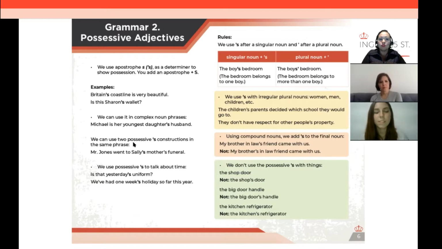We can use two possessive constructions in the same phrase. Mr. Jones went to Sally's mother's funeral, okay? So we are talking about the funeral of Sally's mother, right? Perfect, okay. Also, we use possessive to talk about time, okay?